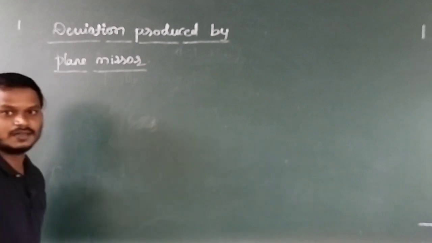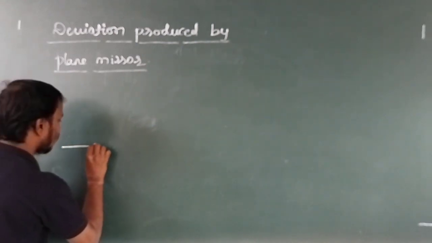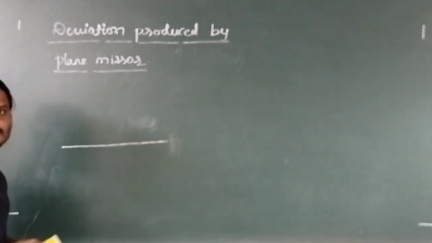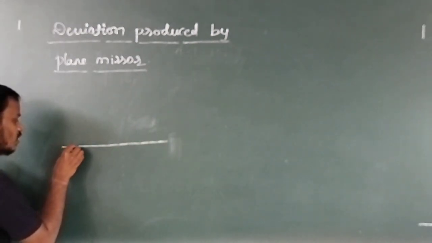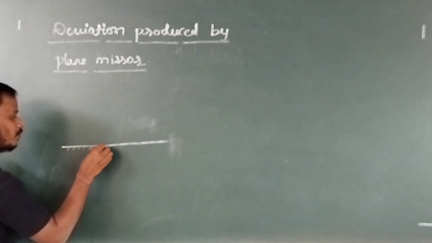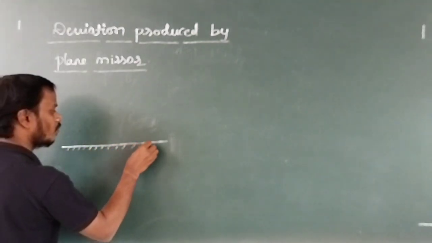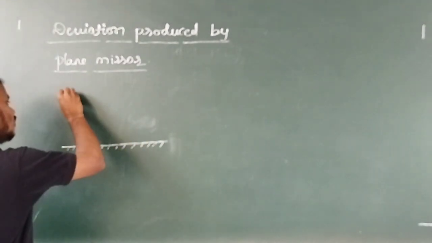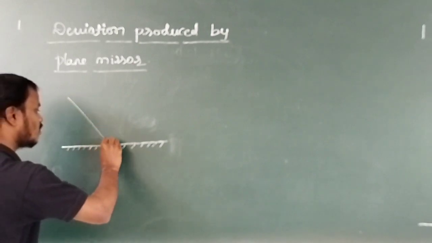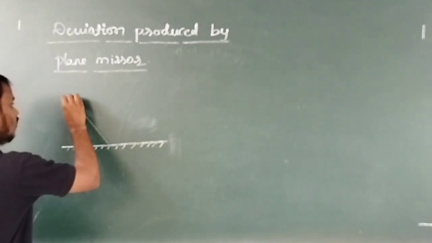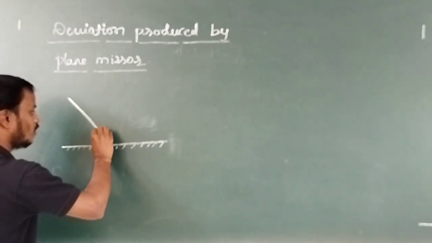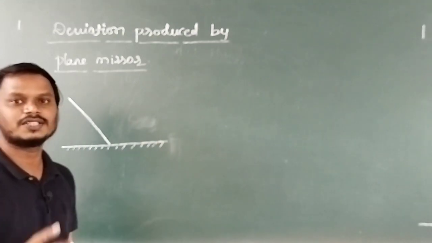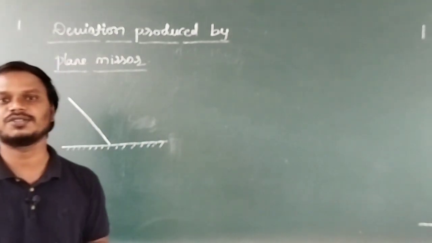So let us draw the diagram. It is a plane mirror. In the case of a plane mirror, one surface is reflecting and the other surface is polished. So I will take this surface as polished, and this surface as the reflecting surface. If the light is incident on the reflecting surface obliquely, how does the light fall here? The light is incident obliquely on the reflecting surface. What is the meaning of obliquely? We call it obliquely, meaning at a slant.